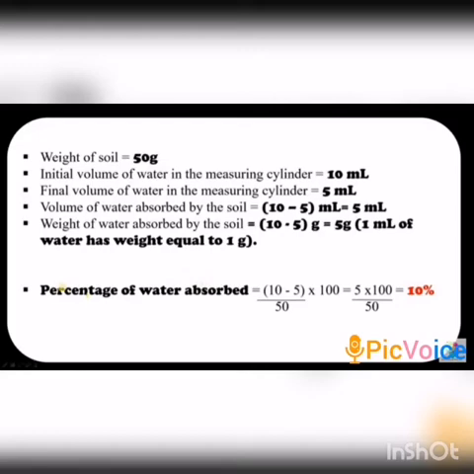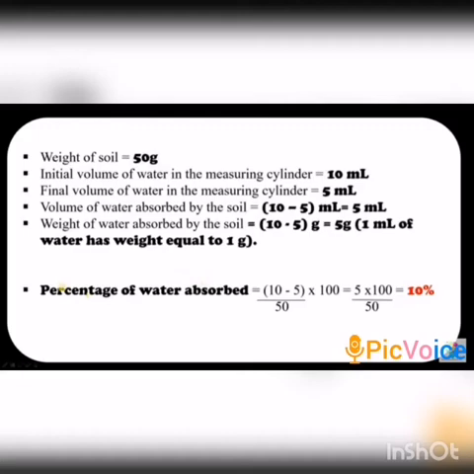Okay children. Then 1 milliliter of the water has weight equal to 1 gram. So you may say that 1 gram of water. Then percentage of water absorbed is equal to U minus V divided by the weight of the soil. How much soil have we taken? So U is 10, V is 5. So 10 minus 5 divided by 50 into 100.